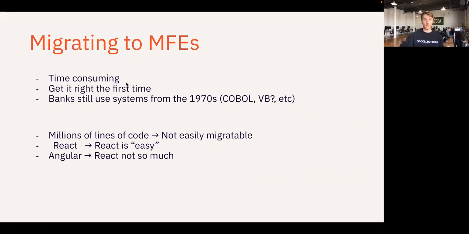Migrating to MFEs, it's time consuming, especially if you have millions of lines of code. It's something to consider because it's not easy to migrate millions of lines of code, even if you do have an automated tool that will refactor for you. I guess maybe GPT-4 could help you with this. Yeah, if you already have the knowledge and the domain, it could be feasible to use GPT-4. So maybe in the future, this is going to be much easier than today, at least.